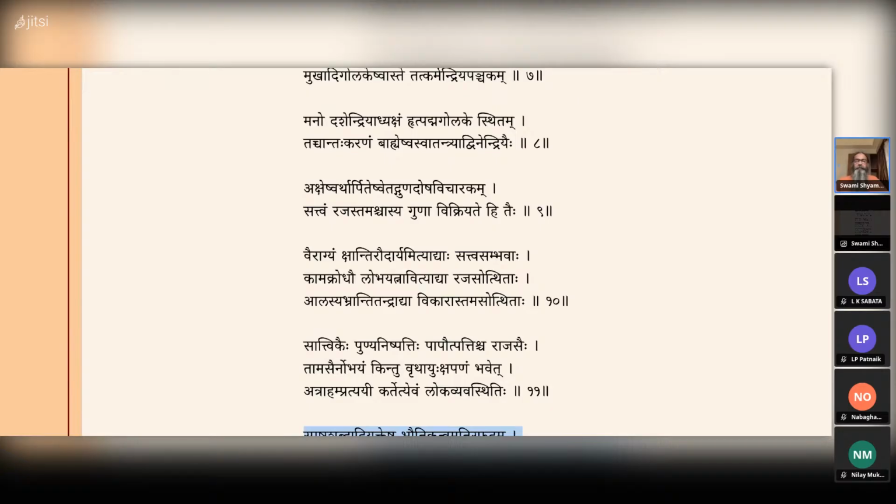Sankalpa Vikalpatmakam Manaha. It does Sankalpa and Vikalpa. And it does a lot of vichara. It does a lot of analysis. Is it going to be tasty? No, it doesn't look so good. Let me go for that other sweet dish. It does this kind of analysis.